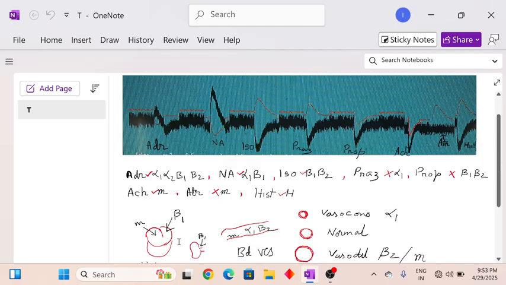This is one mechanism. Then, by another mechanism, it blocks the beta 1 receptors in the kidney, that is in the juxtaglomerular apparatus, and decreases the release of renin. And due to decrease of renin, there is decrease in the angiotensin 2 levels. And you know that angiotensin 2 is a potent vasoconstrictor agent. So, due to decrease in angiotensin 2, there will be vasodilation. Again, this results in fall in blood pressure.